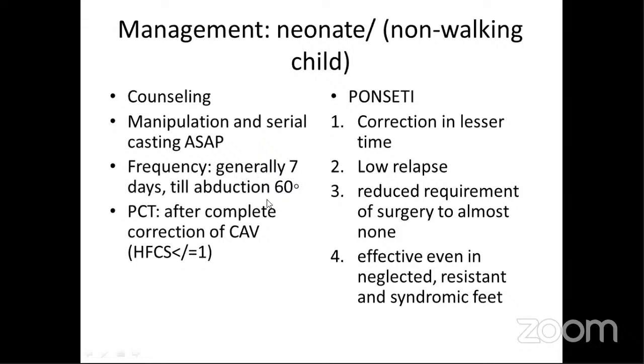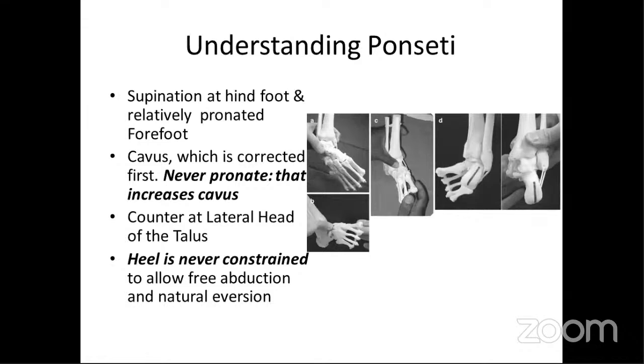So the serial cast starts as soon as the patient presents to the clinic. Frequency is generally 7 days. And the casts are applied till we achieve an abduction of 60 to 70 degrees. A PCT, that is percutaneous tenotomy, is usually done after we have completely corrected the midfoot score, and the hindfoot score is generally less than or equal to 1. So understanding Ponseti, right?